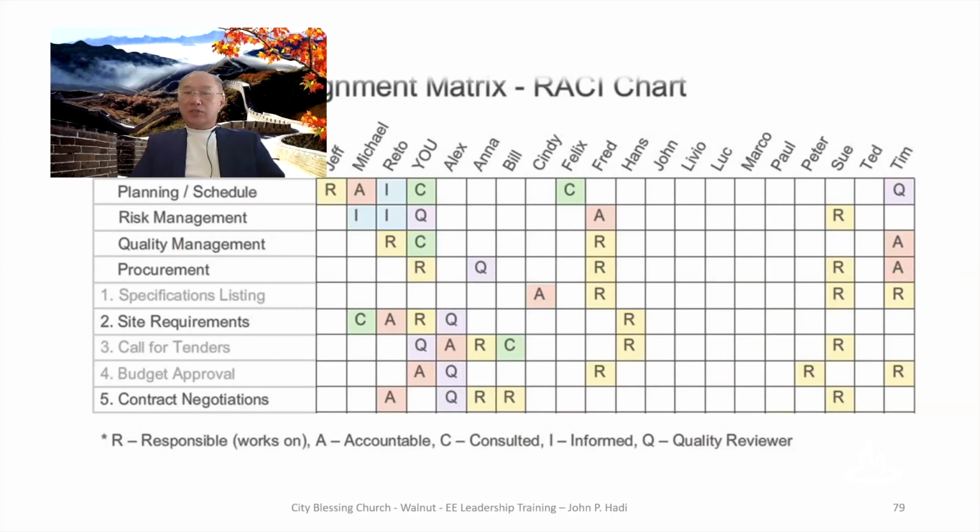Now, the next question is, can the A also function as the R? Can the accountable be responsible? The answer is yes. So you can have a person with AR and then multiple R's somewhere else, but in each row, there's always only one A. I hope you get that.